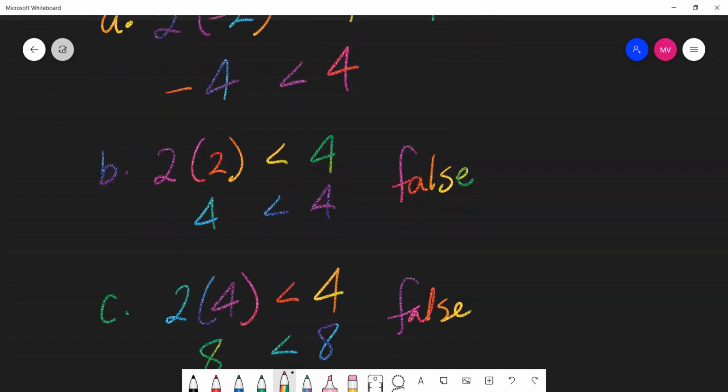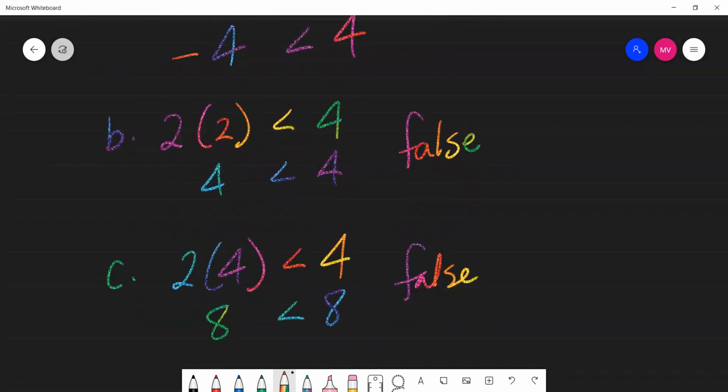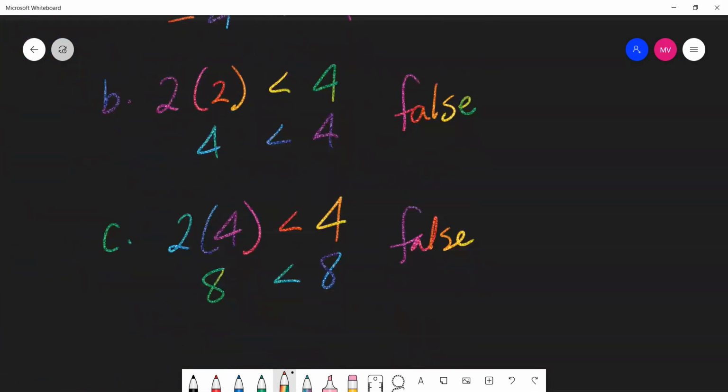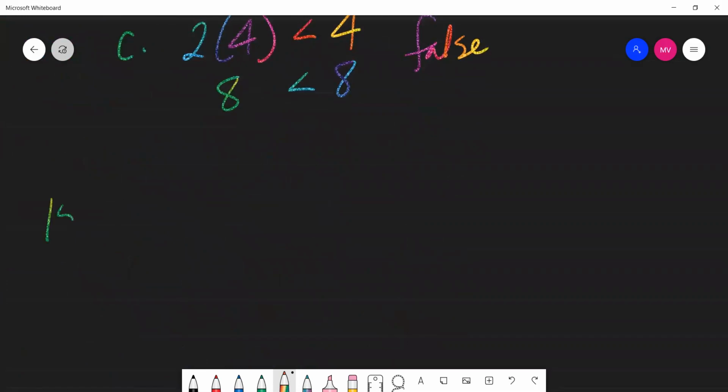So if we have -4 or -2, 2, 4, 6, 8, you can see with this pattern that anything larger than 2 is going to give you a false answer, because that means you're multiplying a positive times a positive. So you're going to keep getting larger and larger positive answers, which are going to continue to be more and more false. Crazy.